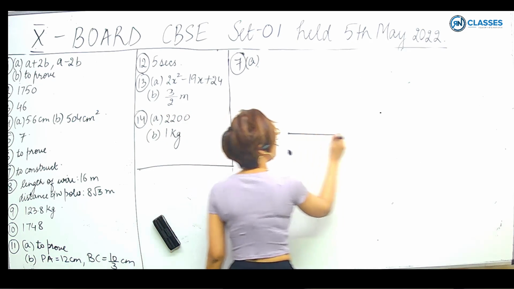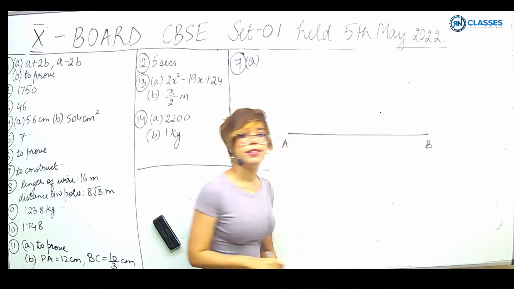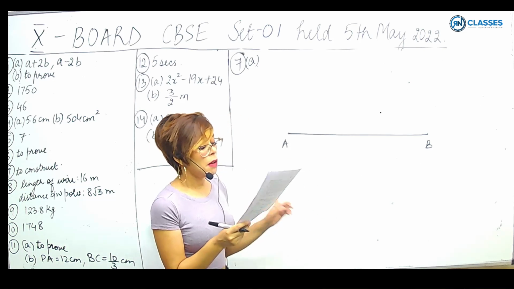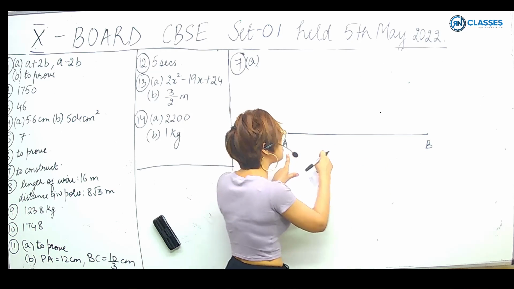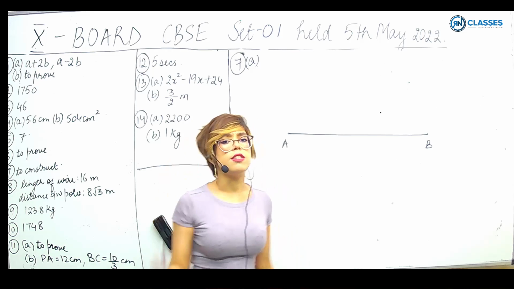So my line segment AB is there. Obviously you need to use your equipment to draw this. Fine, of length 8 centimeters. Now he says locate a point P on AB such that AP to PB is 1:5. I think we know the construction already.